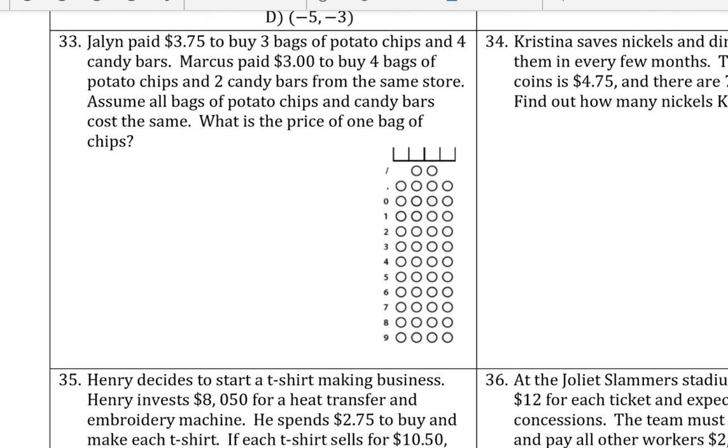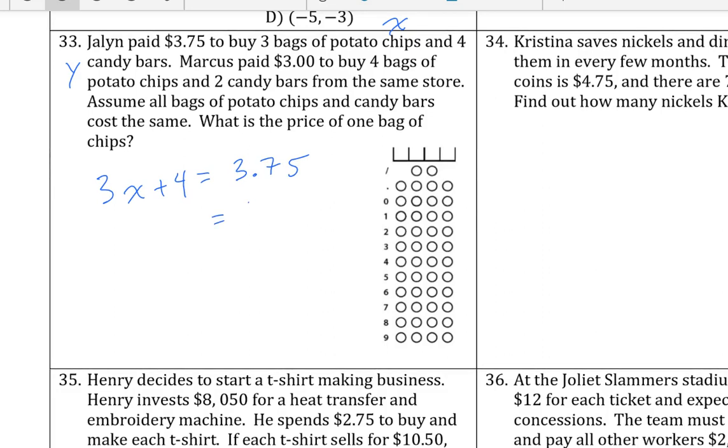Jalen paid $3.75 to buy 3 bags of potato chips and 4 candy bars. Marcus paid $3 for 4 bags of potato chips and 2 candy bars from the same store. We're assuming they're the same cost. What is the price of 1 bag of chips? So we got 2 scenarios. So let's call potato chips X and candy bars Y. So Jalen bought 3X and 4Y, ending up at $3.75.